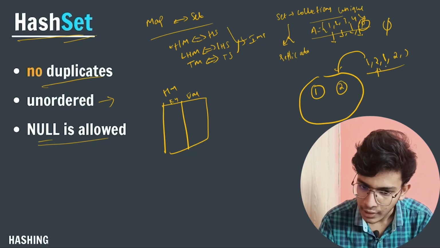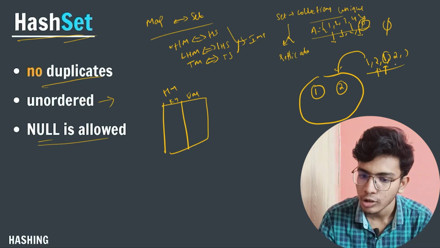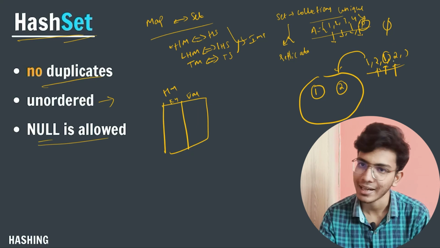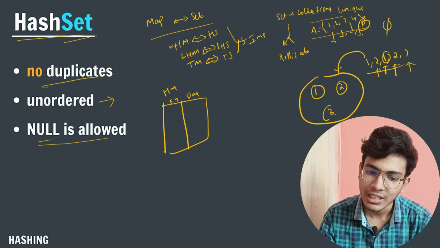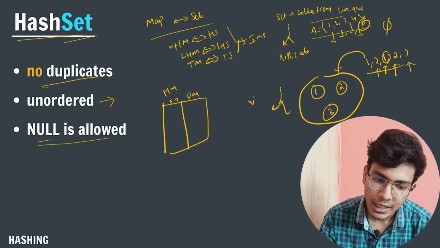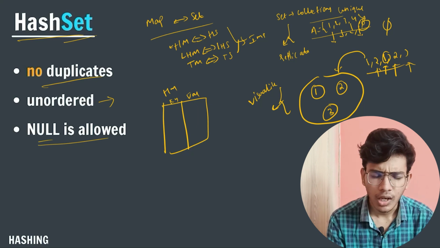Now I will add it. After that, I will go to 1. 1 is already there and I can't create duplicates, so I will iterate through the next element, and 2 is already there, I can't create duplicates, so I will move to the last element. After that, I will add 3. Like this, we will visualize a particular hash set in my given program.